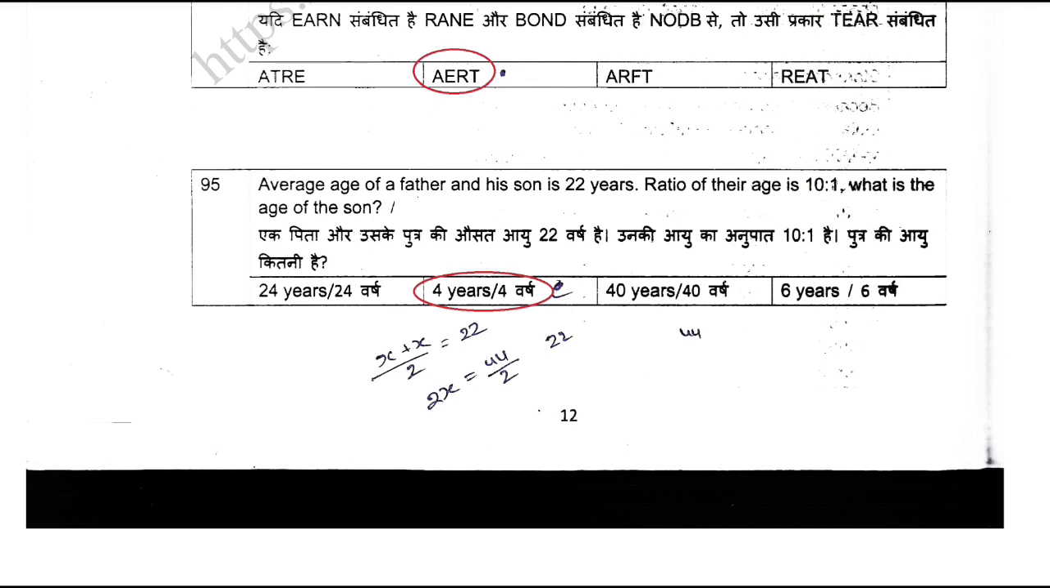Average age of a father and his son is 22 years. The ratio of their ages is 10:1. What is the age of the son? 4 years.